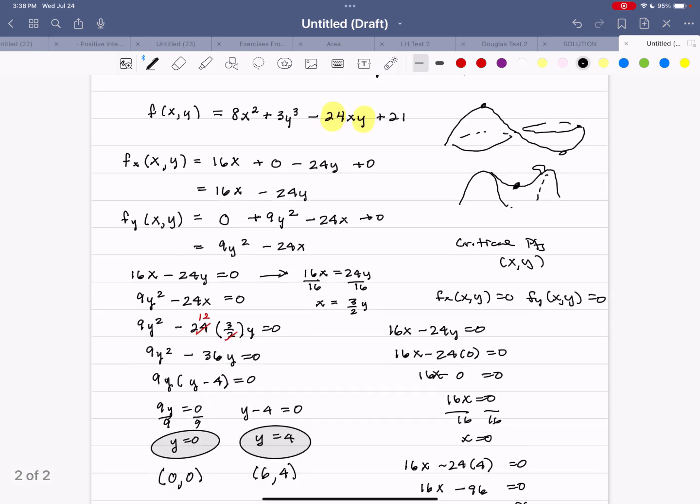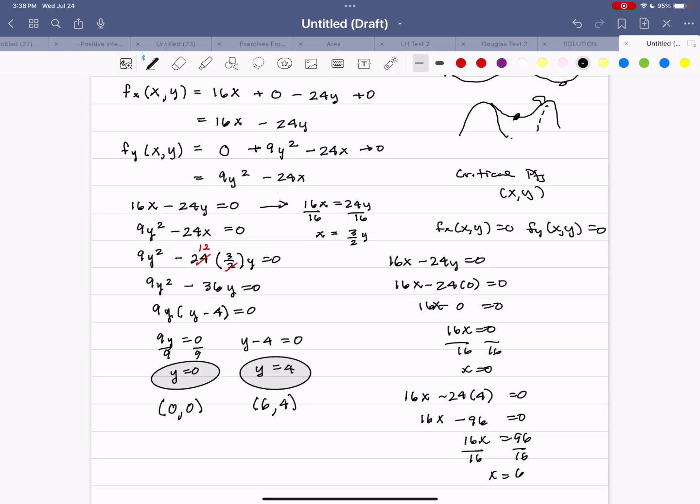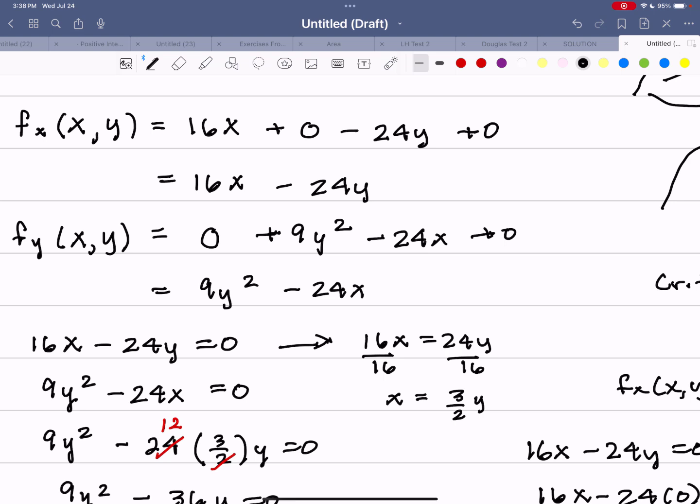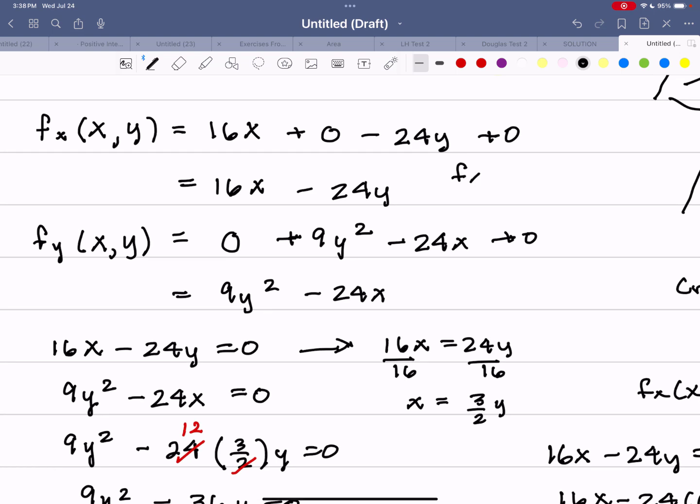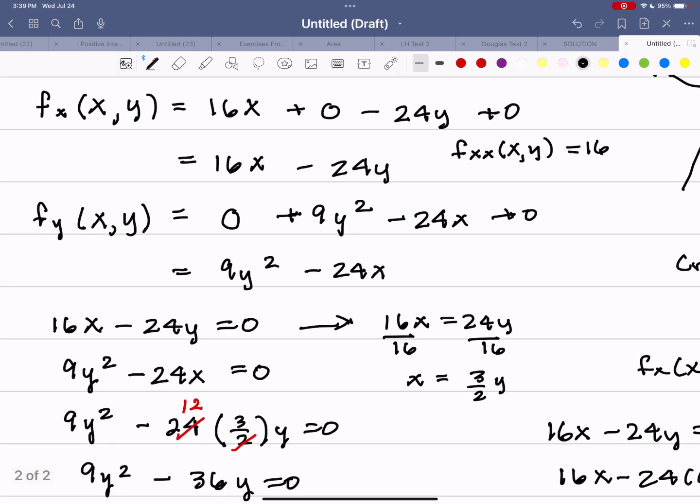So let's look at these derivatives. I've got f sub x of xy is 16x minus 24y. So that means f sub xx of xy. So that is a second derivative. You take it of f sub x, right? So you take the derivative of the first derivative, and we get 16. Because with respect to x, the y is going to be a constant. Now we're going to do f sub yy of xy. And so with respect to y, that's going to be 18y, right?